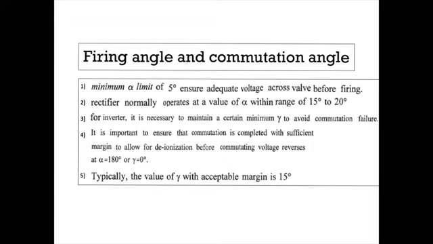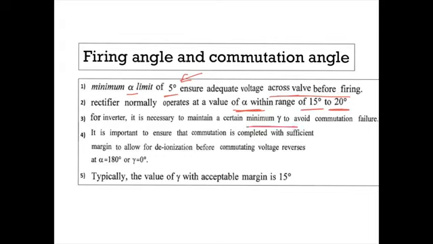Now, while controlling the HVDC, it is desired to have a minimum value of alpha of 5 degrees in order to ensure that the voltage across all the valves before the firing is sufficient. Otherwise, even if there is a firing pulse available, if the supply voltage is very low, there is a possibility that all the SCRs may not trigger and may not conduct satisfactorily. However, under normal conditions, the rectifier operates with a firing angle in the range of 15 degrees to 20 degrees.